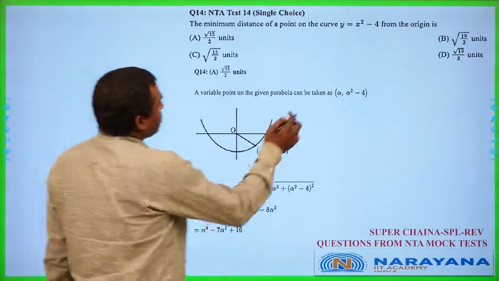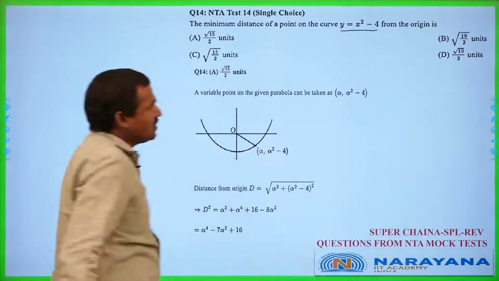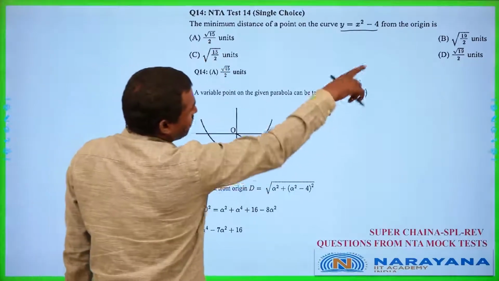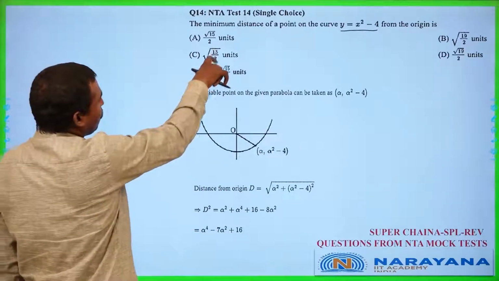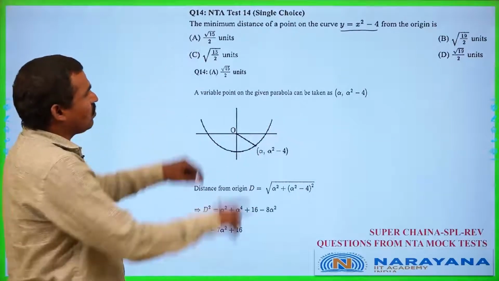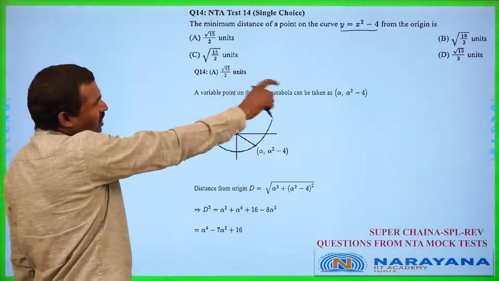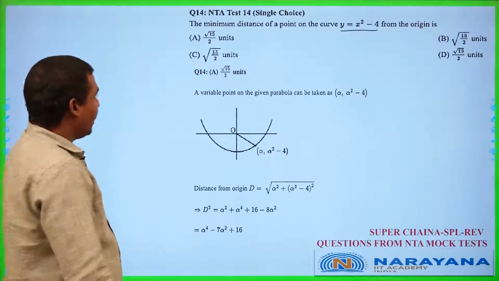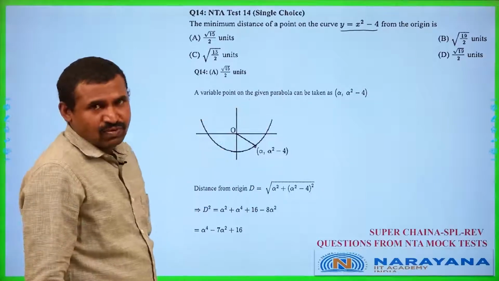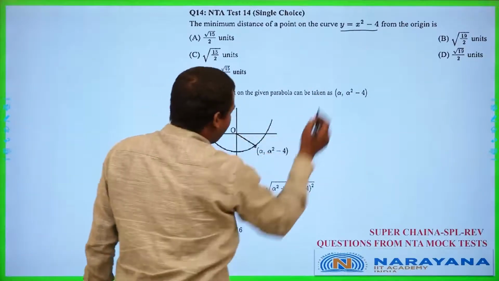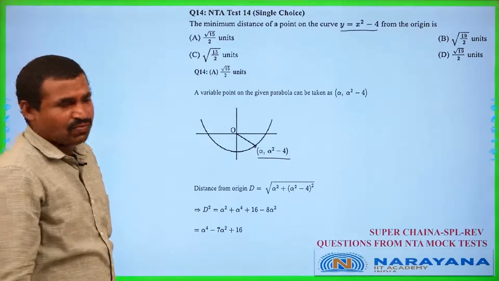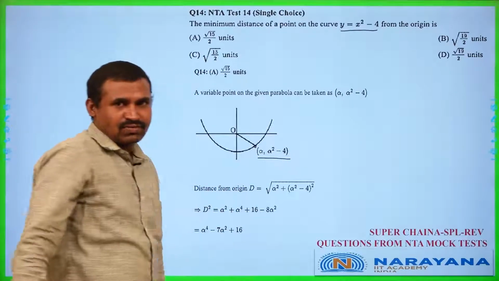So, we have to find the minimum distance on the curve y is equal to x square minus 4. Option A is root 15 by 2, option B is root 19 by 2, option C is root 15 by 2 and option D is root 19 by 2. Let us take an arbitrary point on y is equal to x square minus 4. If we take x equal to alpha, then y is equal to alpha square minus 4, so the arbitrary point is (alpha, alpha square minus 4).